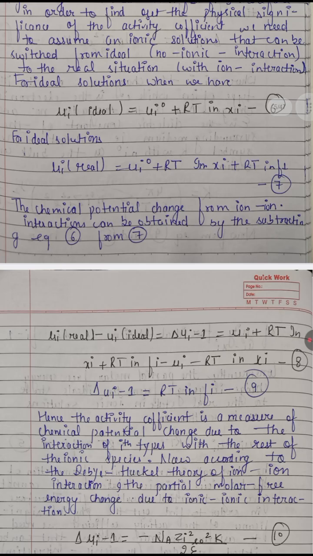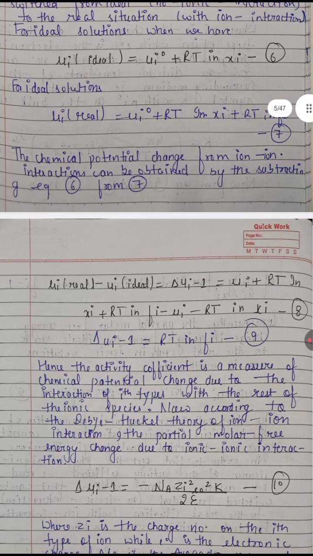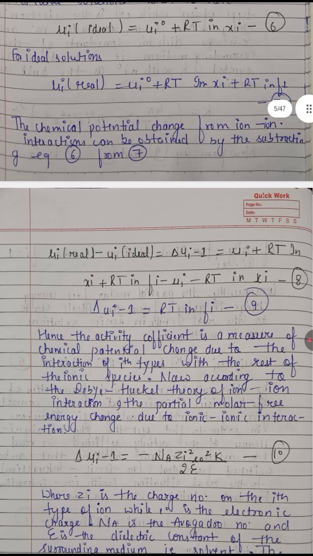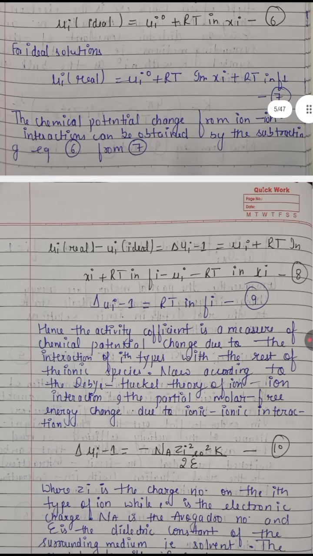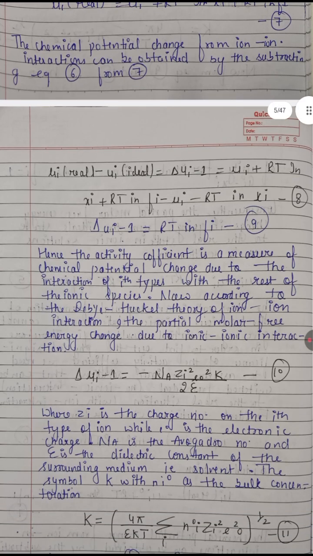Therefore, in order to find out the physical significance of the activity coefficient, we need to assume an ionic solution that can be switched from ideal non-ionic interaction to the real situation with ionic interaction. For ideal solution, we have mu i ideal equals mu i naught plus RT ln xi, equation 6. For real solutions, mu i real equals mu i naught plus RT ln xi plus RT ln fi, which is equation 5.